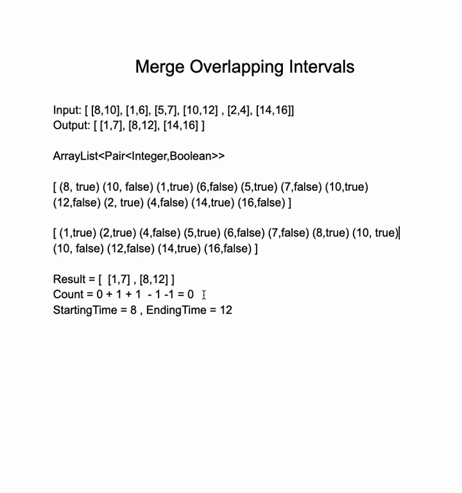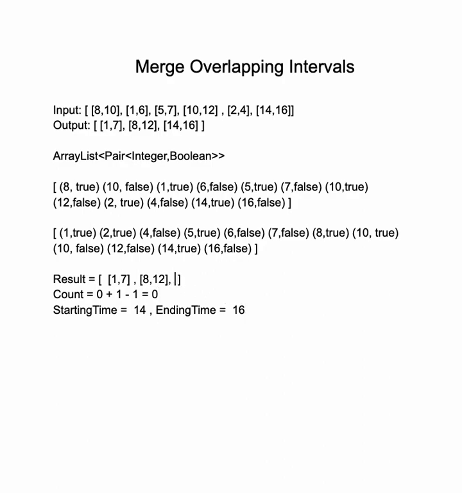Now we got count equal to 0. We can clear both the starting time and ending time. The next pair is 14 comma true. Since count equal to 0, we can update the starting time to 14. We can update the count as plus 1. And we got 16 comma false, which is minus 1. And again count equal to 0, we can update the ending time as 16.